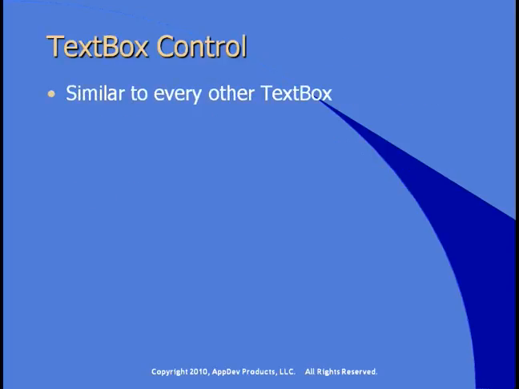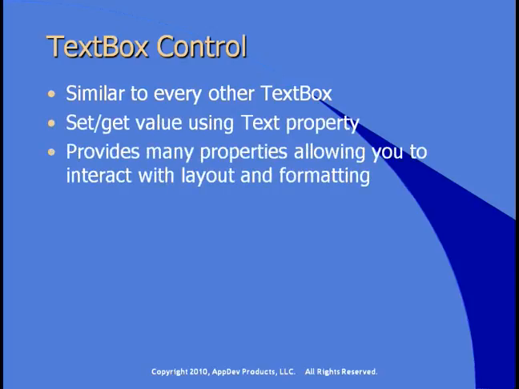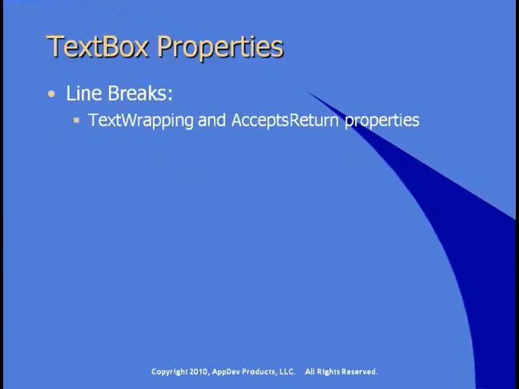The text box control is similar to every other text box you've seen in every other environment. You set or get the value using the text property, and it provides many properties allowing you to interact with both layout and formatting. In terms of line breaks, you can use the text wrapping and accepts return properties. The text wrapping property indicates whether the control will wrap the text within the control, and the accepts return property allows you to control whether the user can press the Enter key to insert a return, a line feed that is, into the text in the text box.